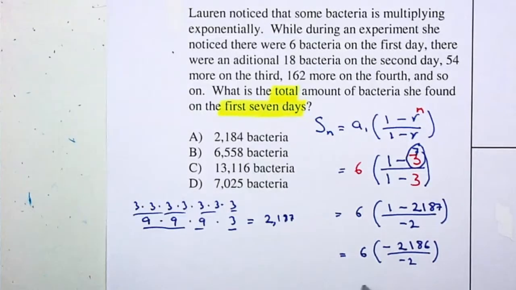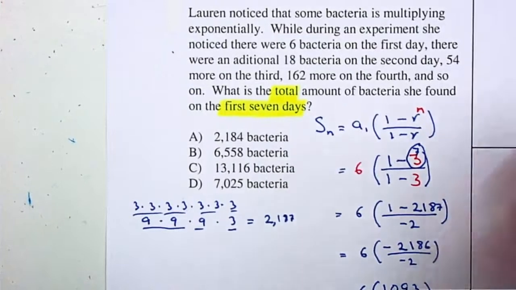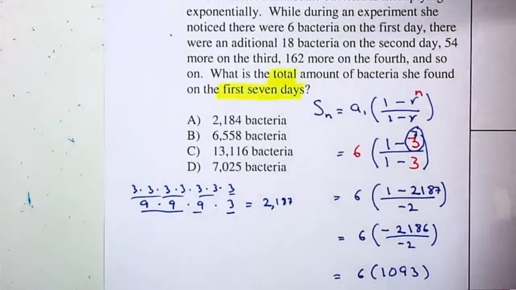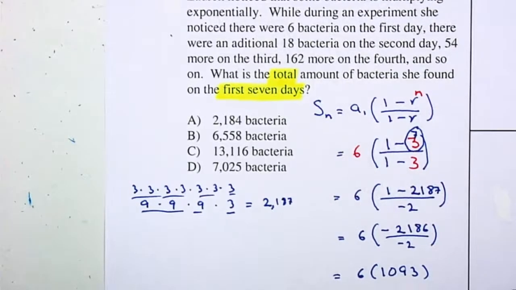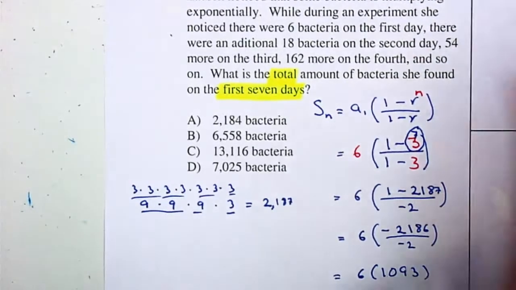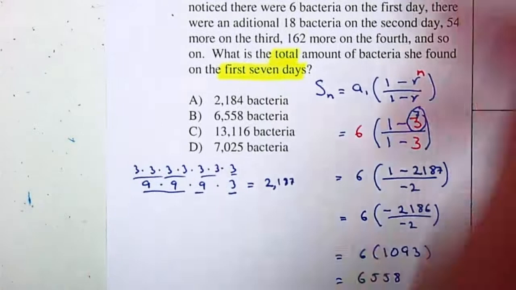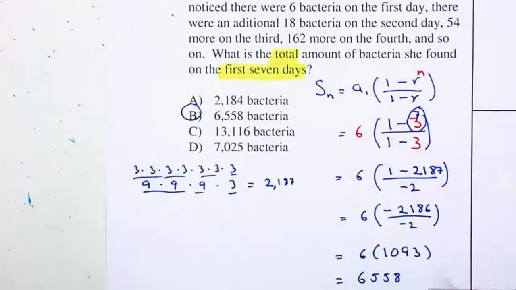And that gives me 6 multiplied by 1,093. Once you multiply it by 6, it gives you 6,558. So therefore your answer is B.